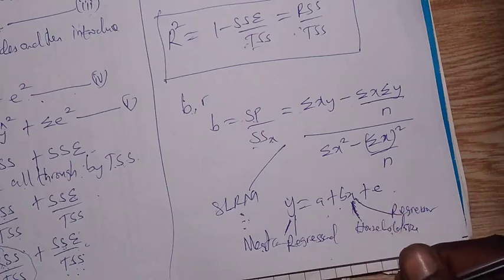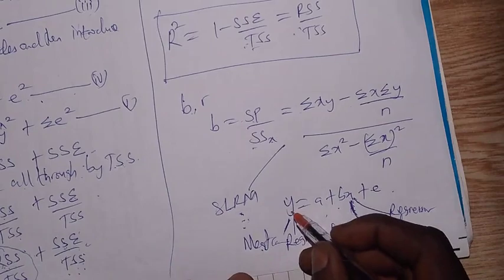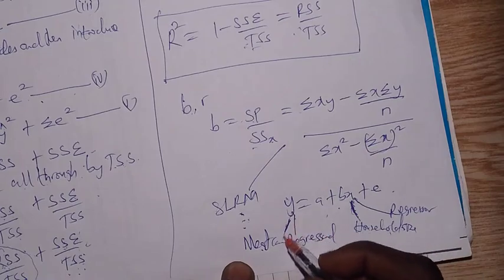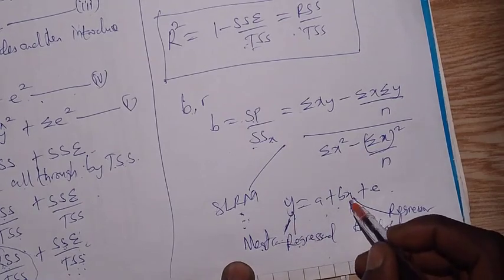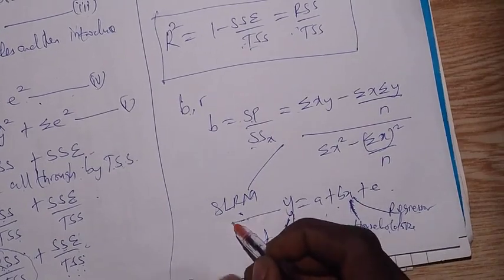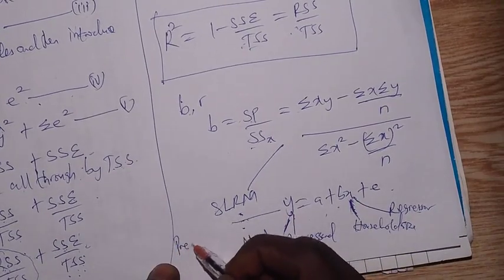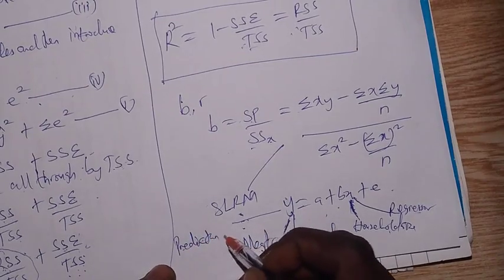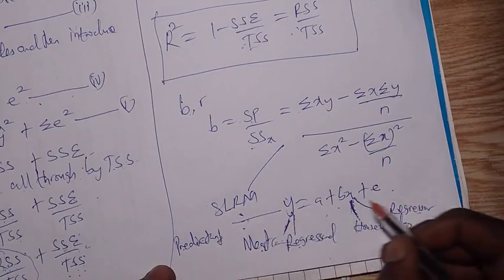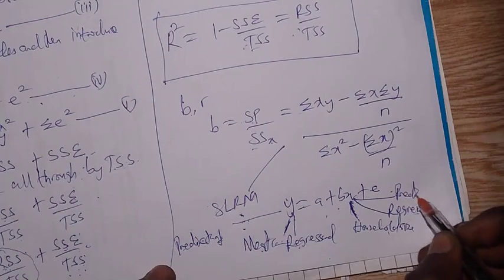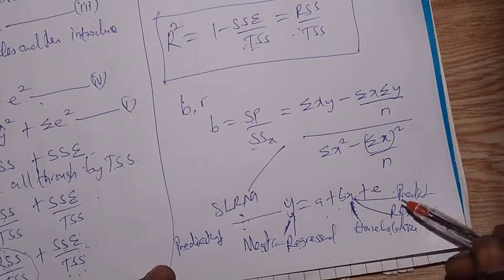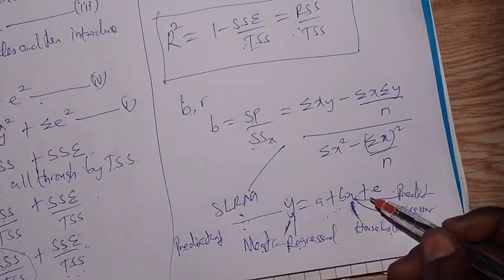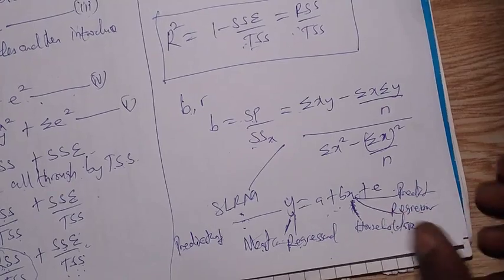Unambiguous ambiguity of words. Independent variable is also called regressor, and dependent variable is also called regressand. The independent variable can also be called predictor, predictant, right? Predictor. This is explanatory. All those are names of what? Dependent and independent variables.